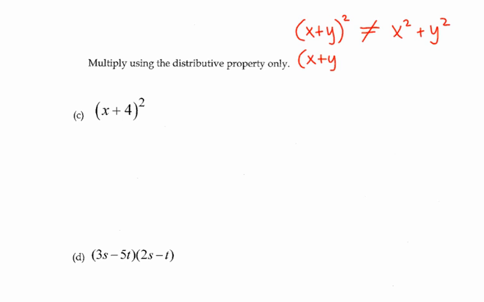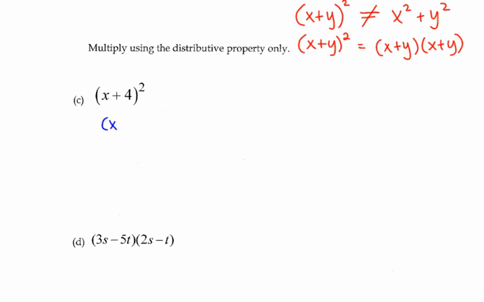When you square a binomial, or when you square anything, it's the same thing as multiplying by itself. So x plus y squared is equal to x plus y times x plus y. So this example, x plus 4 squared would equal x plus 4 times x plus 4. Now, distributive law, we take this x and multiply it by x plus 4, and then the plus 4. Don't forget that plus sign. That's one of the biggest mistakes students make, is they don't put the plus or the minus sign, times the x plus 4.